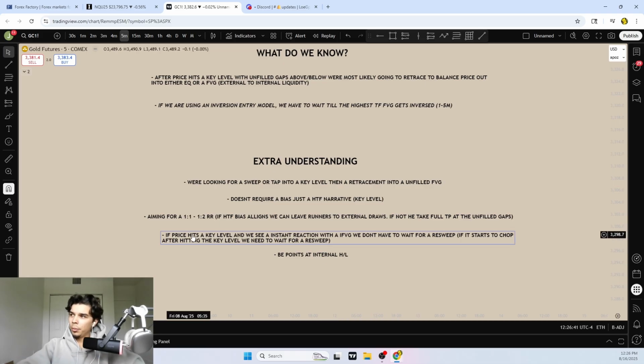And then we are aiming for a 1-to-1 to 1-to-2 RR, right? Low RR, high win rate. If our high time frame bias aligns, we can leave runners to external draws. If not, we take profit at that unfilled gap we are targeting.